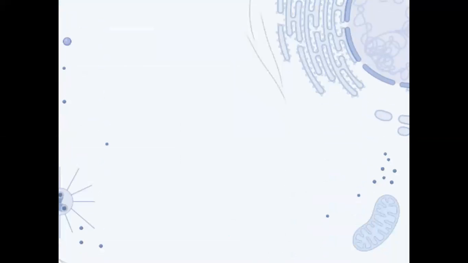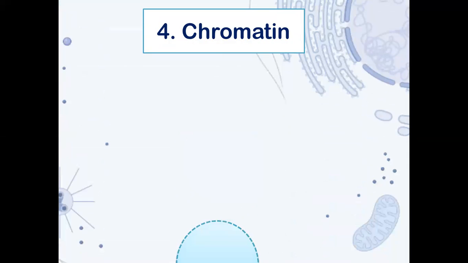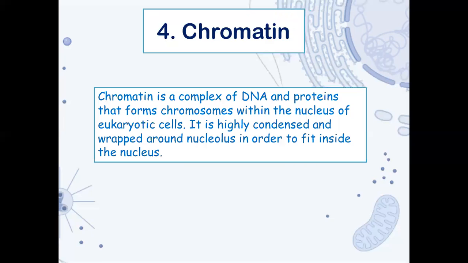The fourth part is the chromatin. Chromatin is the purple part of the cell in this figure. Chromatin is a complex of DNA and proteins that forms chromosomes within the nucleus of eukaryotic cells. It is highly condensed and wrapped around the nucleus in order to fit inside the nucleus.